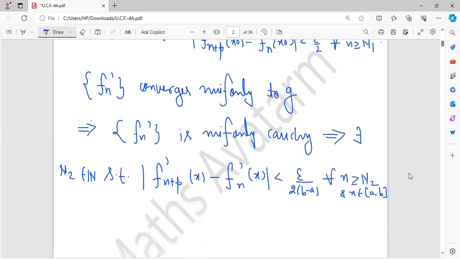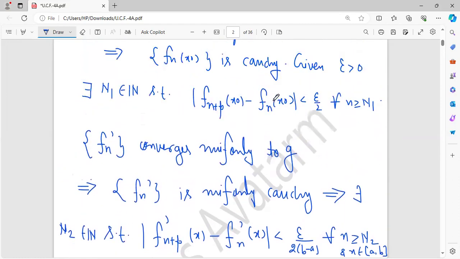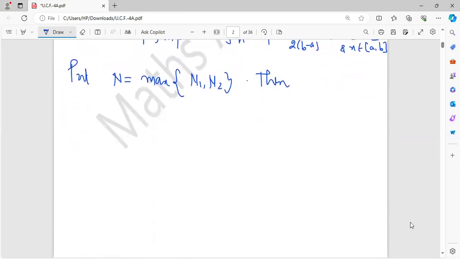Now we can take the maximum. Put N equal to max of N1 and N2. Then both the inequalities will be true for n greater than or equal to N. We can replace N1 by N, and here we can replace N2 by N. Then still it will be true.